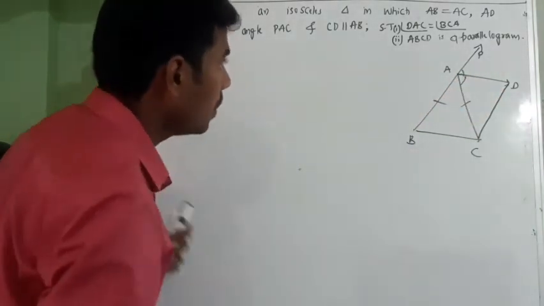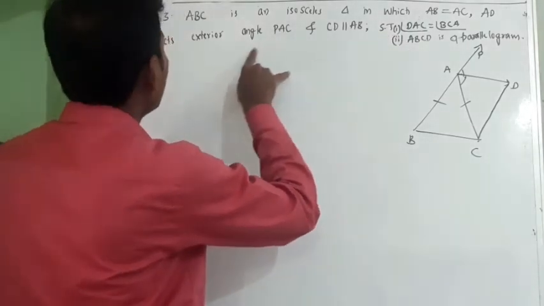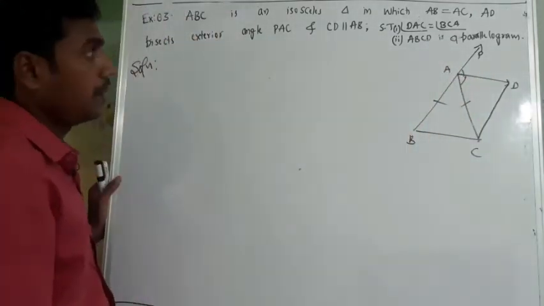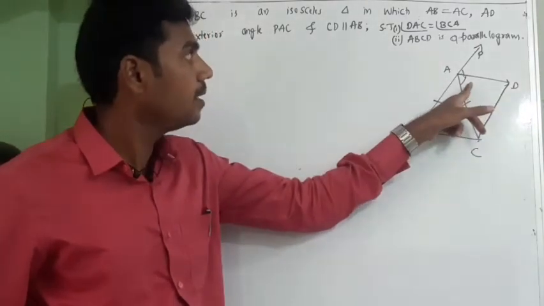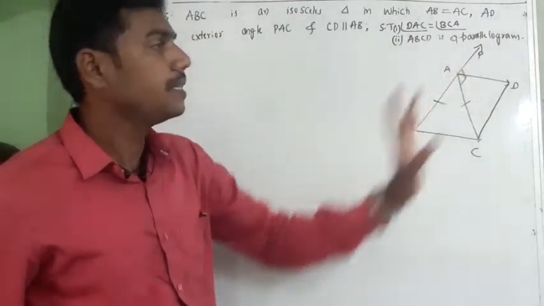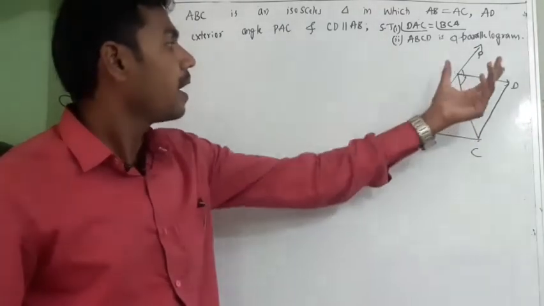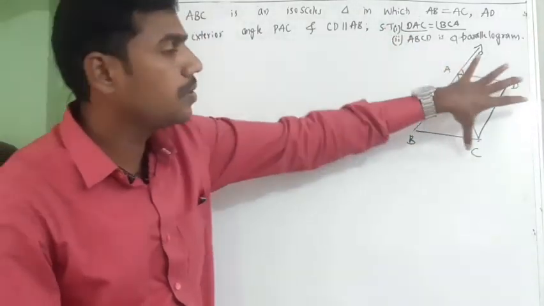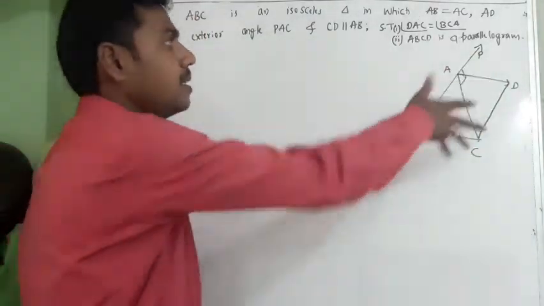Now, what I need to do, and one more thing, they have given CD is parallel to AB. So what we need to prove is angle DAC is equal to angle BCA, and we even need to show ABCD is a parallelogram. There are many properties. If I am able to show AD is parallel to BC, and AB is already given parallel to CD, then I can conclude ABCD is a parallelogram.